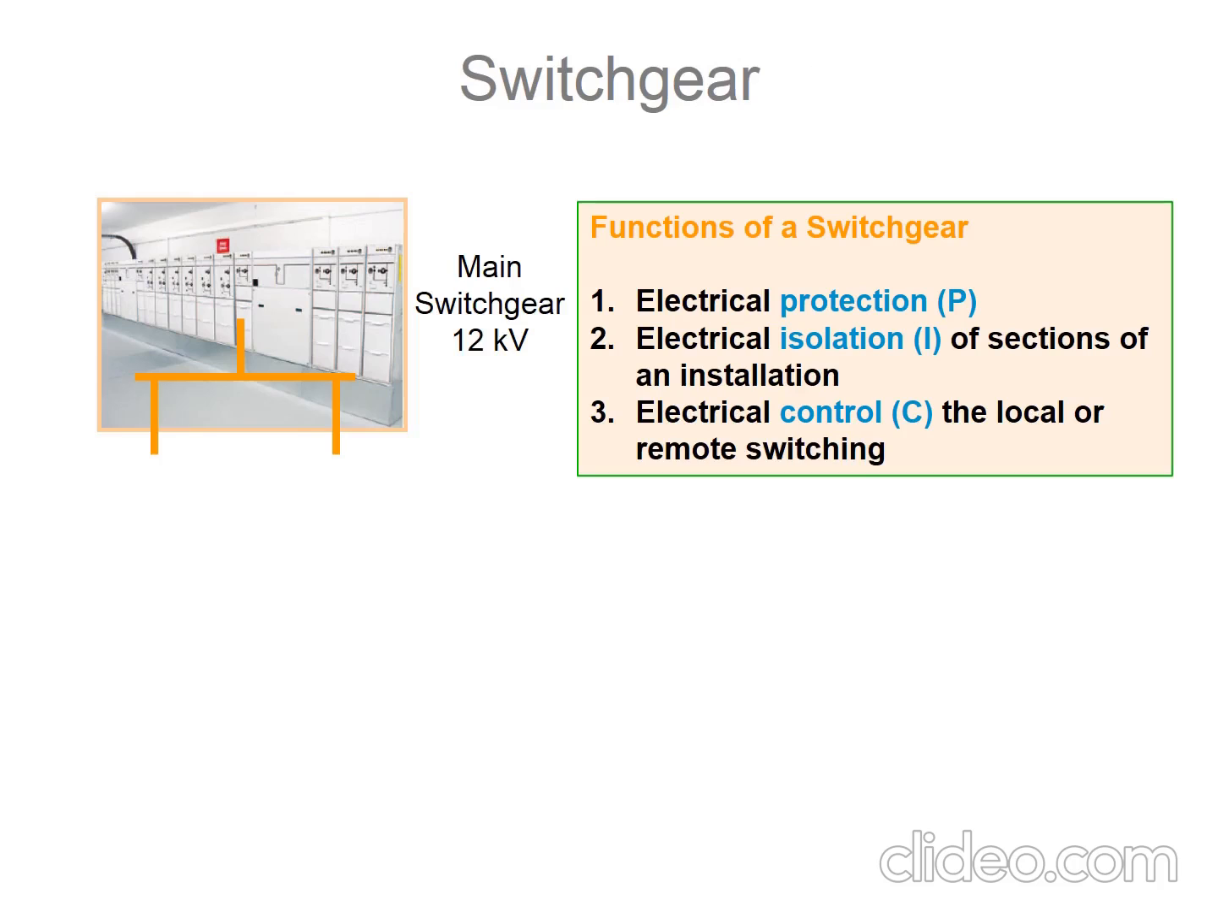Okay, next we go to the subtopic switchgear. The function of switchgear. This is the figure of switchgear. You can see here, switchgear is in the control room of the substation. The functions of a switchgear are, first, protection, then isolation of sections of an installation, and electrical control, which is local or remote switching.